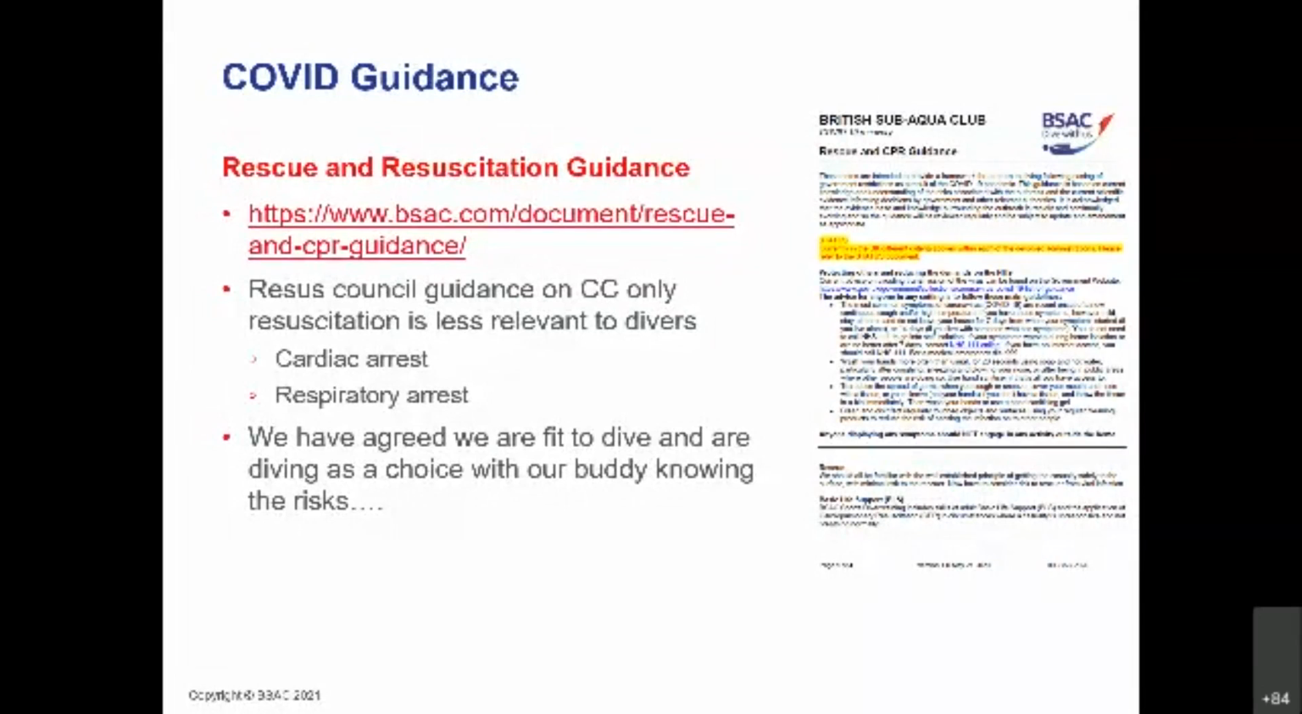So thinking about these risks, my basic message here is the guidelines are here. There is a recommendation that in a diving emergency we will be carrying out rescue breaths, or we should be. And as I add to that, we've made the decision we're going to go diving. It's part of the risk that we know about when we make that decision.